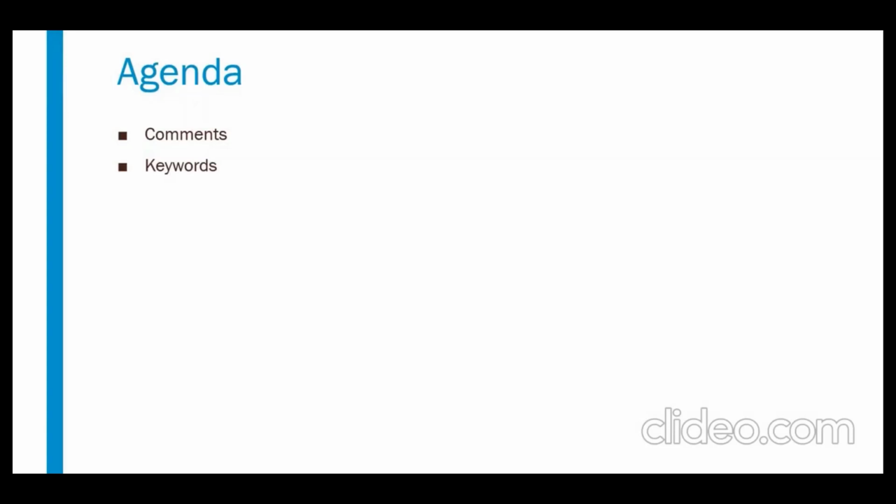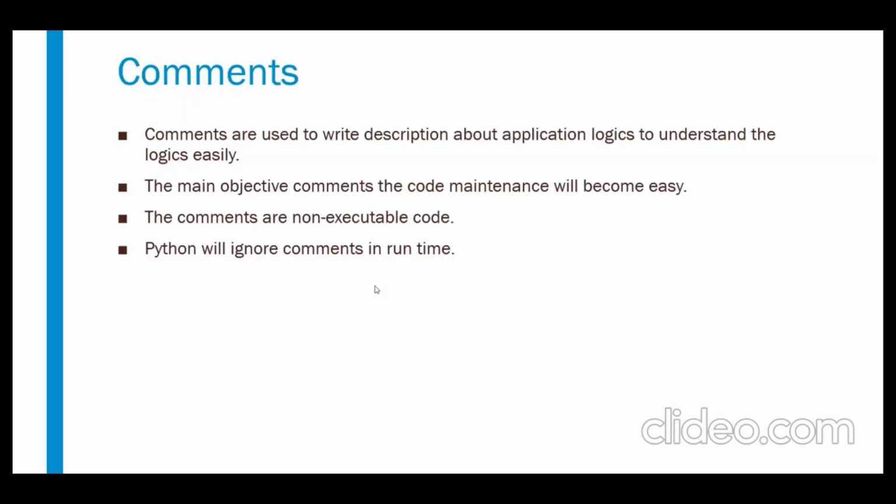This is Pavan. In this video, I'm going to show you how to use Python comments and Python keywords. So let's get started. What are comments in Python? Comments are used to write descriptions about application logic to understand the logic easily. The main objective of comments is to make code maintenance very easy, and comments are non-executable code. Python will ignore comments at runtime.